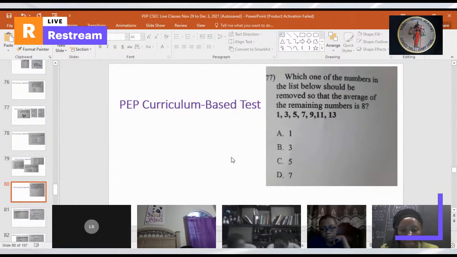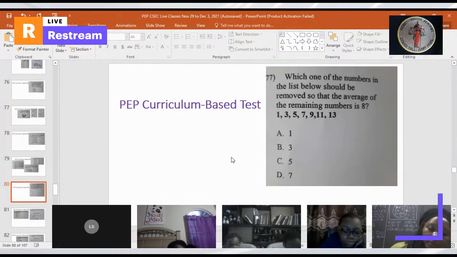Miss, what does it mean by average of 8? Does it mean when you add it up, you get 8? Yes, when you add the other numbers and divide by 6, because there are 7 numbers now. So if you take out one of the numbers, you'd have 6 numbers remaining. So which number, if you take it out and you add the other numbers and divide by 6, you would get 8 as average? What ideas can we share to narrow this down?